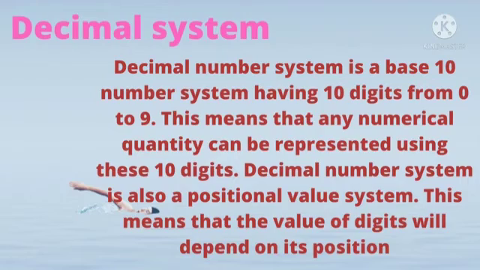Next, we are going to see about what is called a decimal number system. So decimal number system, it has 10 digits. The digits will start from 0 to 9. So every number will be represented as 0, 1, 2, 3, 4, 5, 6, 7, 8 and 9. You can see in the picture. And so the base value of decimal number system is 10.